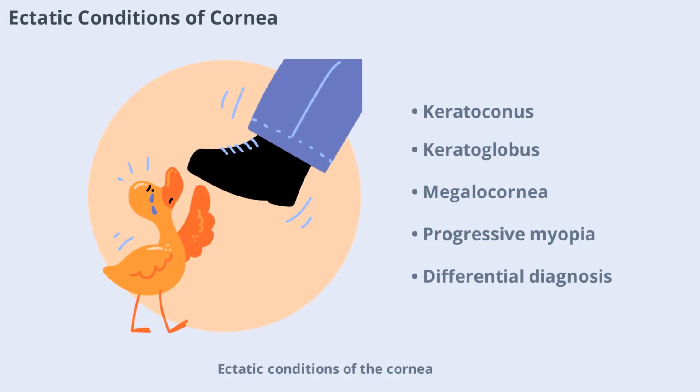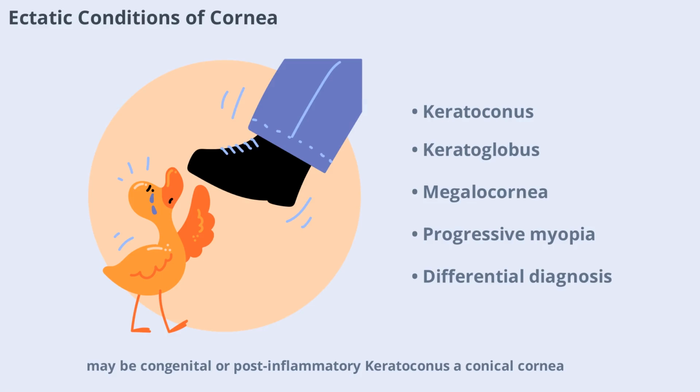Ectatic conditions of the cornea may be congenital or post-inflammatory. Keratoconus, a conical cornea, results from bilateral congenital weakness, often in girls at puberty, causing progressive myopia and visual impairment. Keratoglobus, or megalocornea, involves hemispherical protrusion and increased corneal diameter, usually seen in males. Differential diagnosis includes buphthalmos, where the cornea remains clear with normal anterior chamber and intraocular pressure.